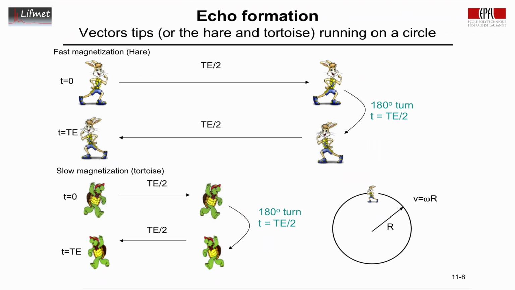Okay, so is this now clearer? So we have had a tortoise slowly running on a circle and a hare running fast on a circle. We've said these represent the tips of two magnetization vectors. Now the argument that I've made here is assuming two different velocities for tortoise and hare, so two different precessional frequencies. That's the omega here.